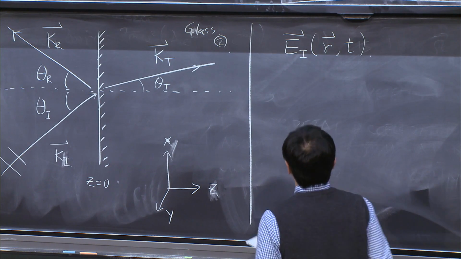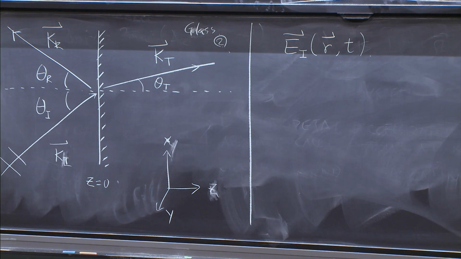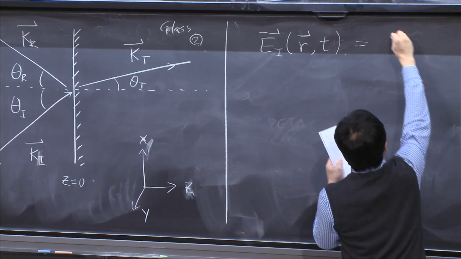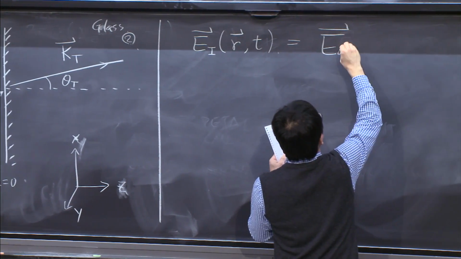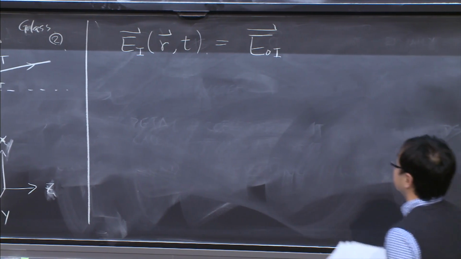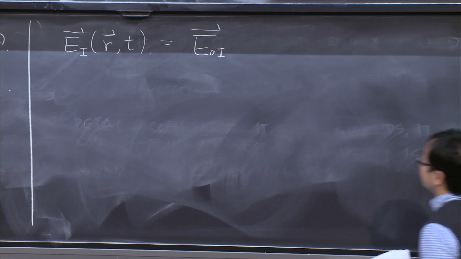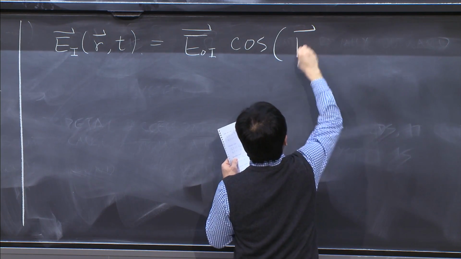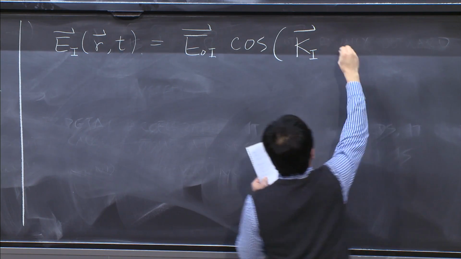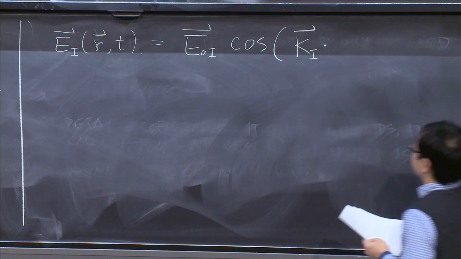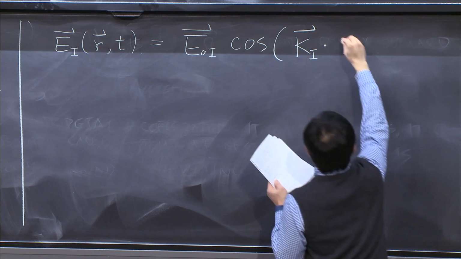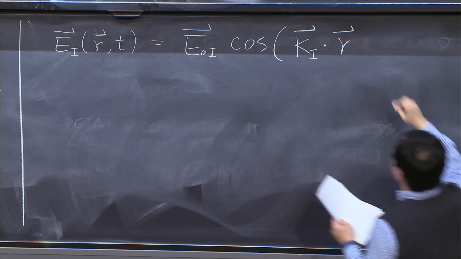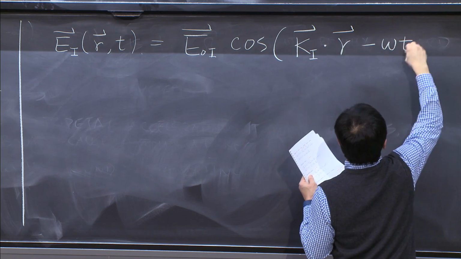Now I can write down the incident wave electric field, which is equal to E_0i, a vector that tells you about the polarization of the incident wave, times cosine. By now this should look pretty familiar to you. This is k_i dot r, which describes the direction of propagation, minus omega t.